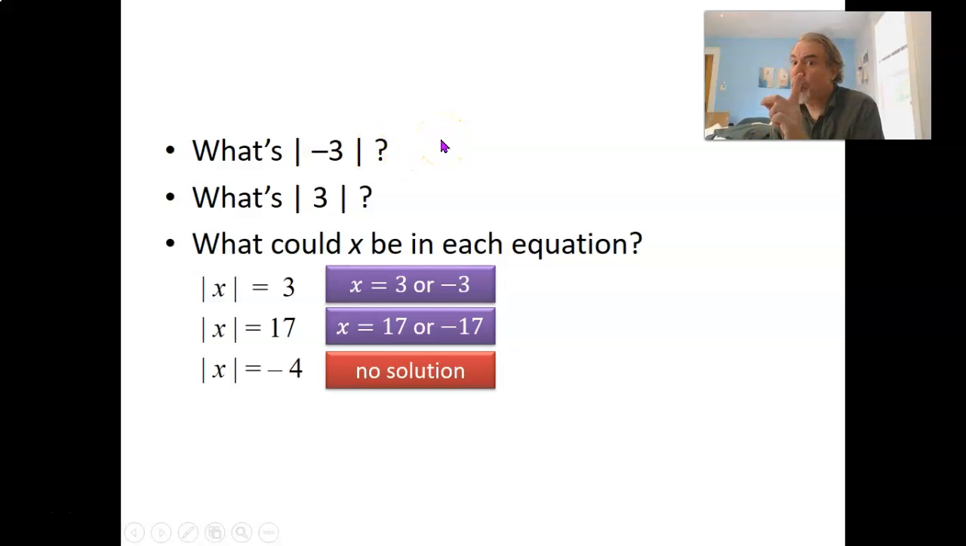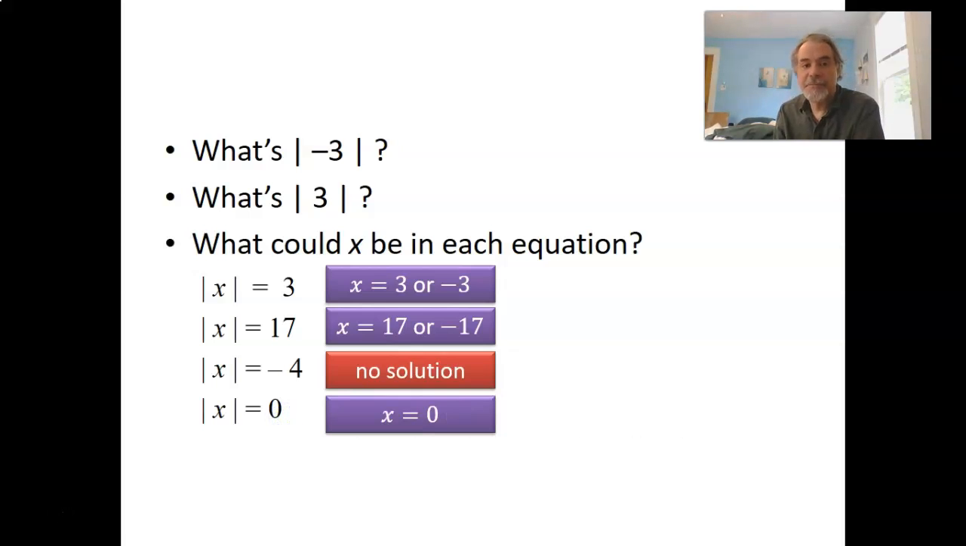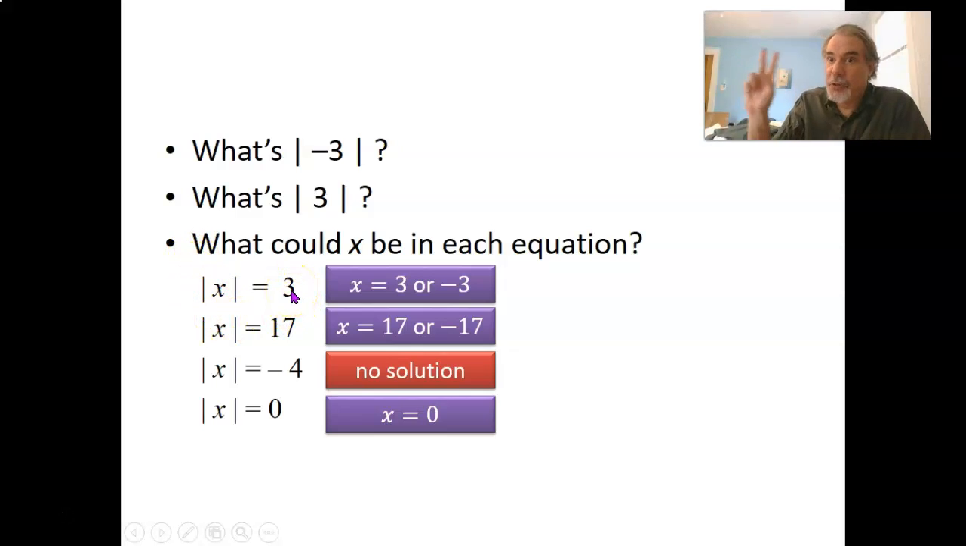Well, almost always. Could the absolute value of x equal 0? Well, there's one way that could happen, and that's if x is 0. So notice the possibilities here. For the absolute value to equal a positive number, there's two solutions. For the absolute value to equal a negative number, there's no solution. That just can't happen. For the absolute value to equal 0, which is kind of right in between the positives and negatives, there's one solution.